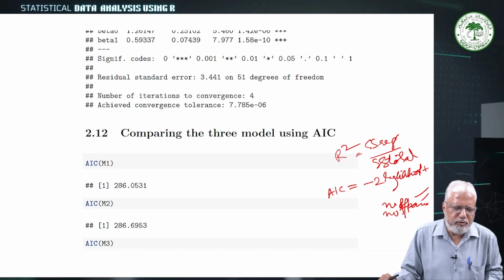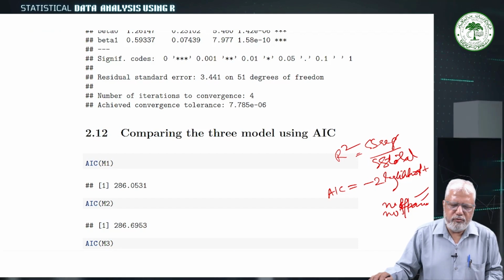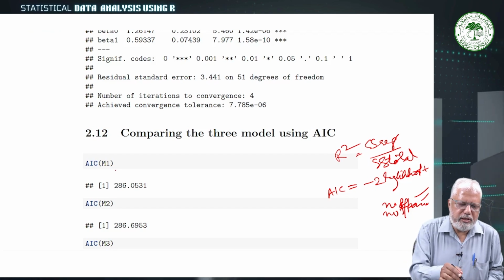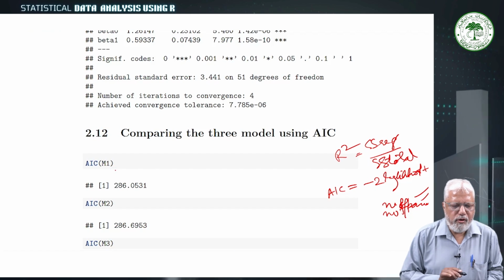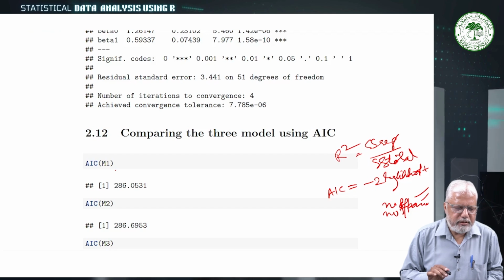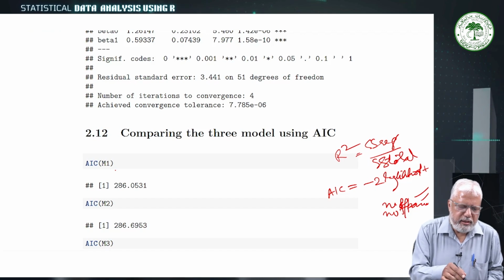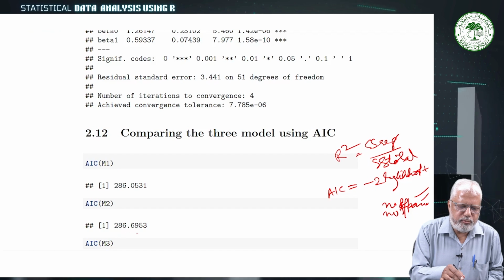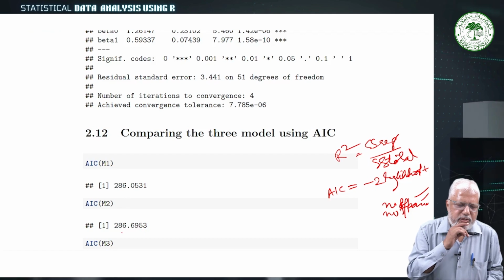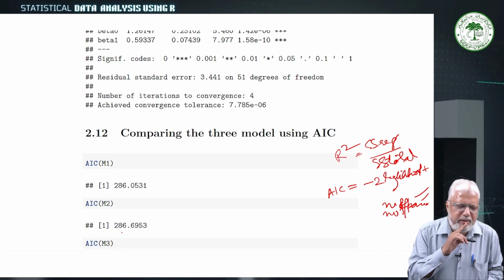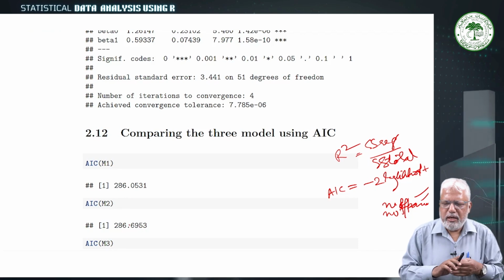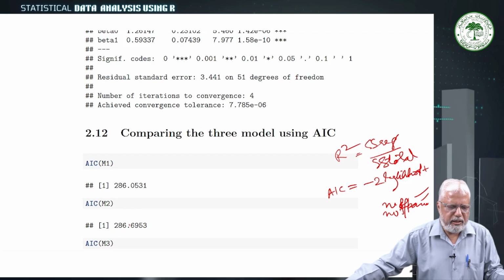So what is the AIC of model 1? Model 1 is the simple linear regression model. It gives 286.0531. Whereas if we fit the quadratic model, it is 286.6953. It is somewhat increased. So that means the quadratic model is not better than the simple linear regression model, because the AIC is increased. Lesser AIC, better fitness.